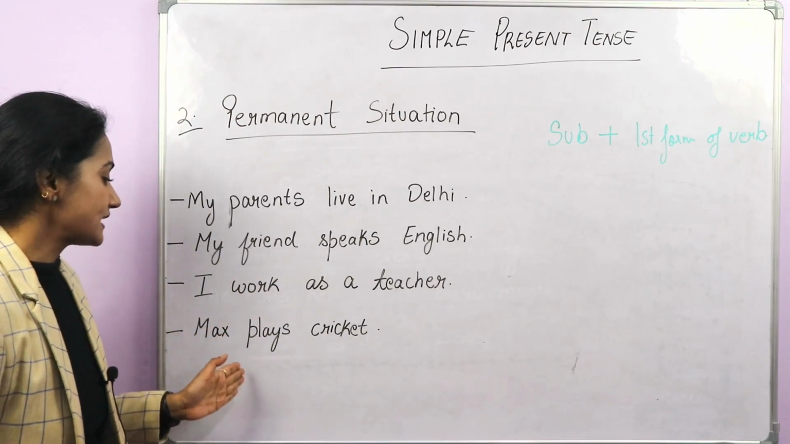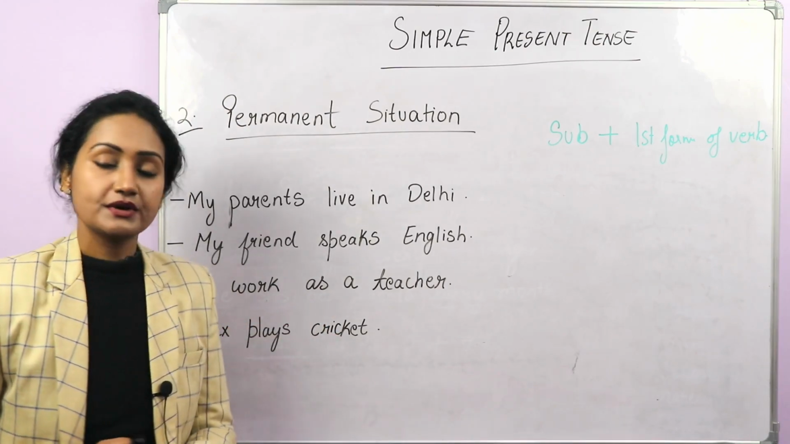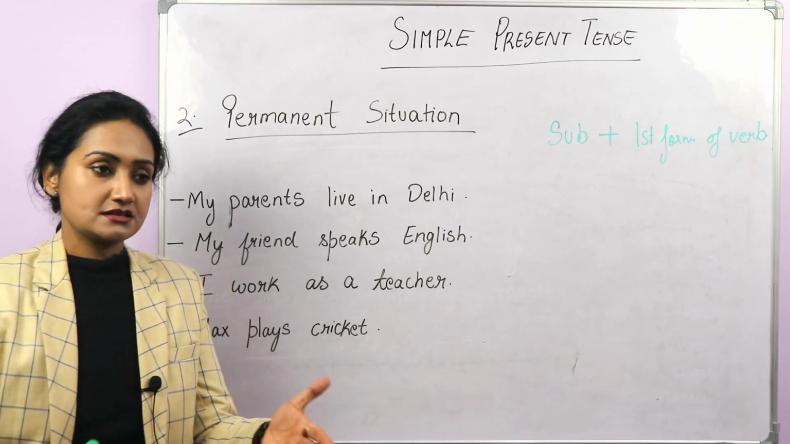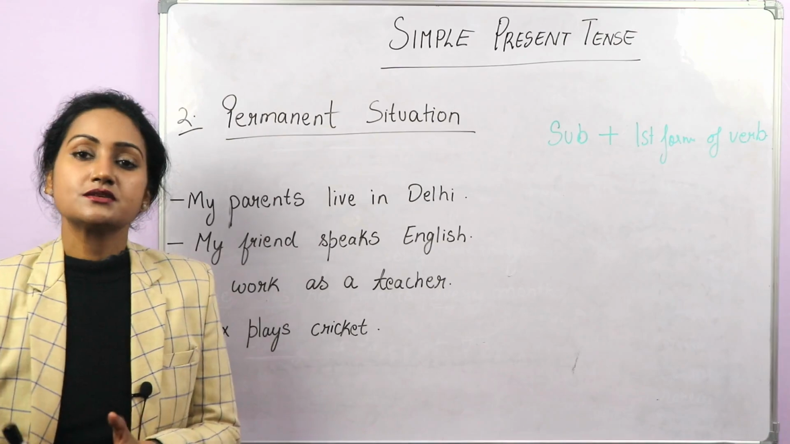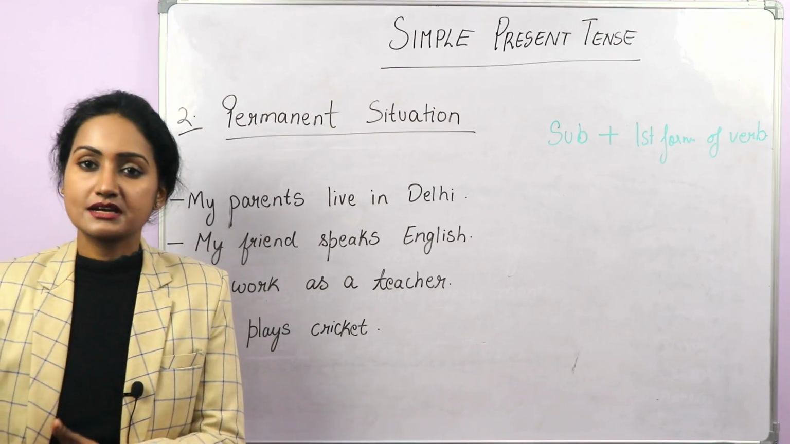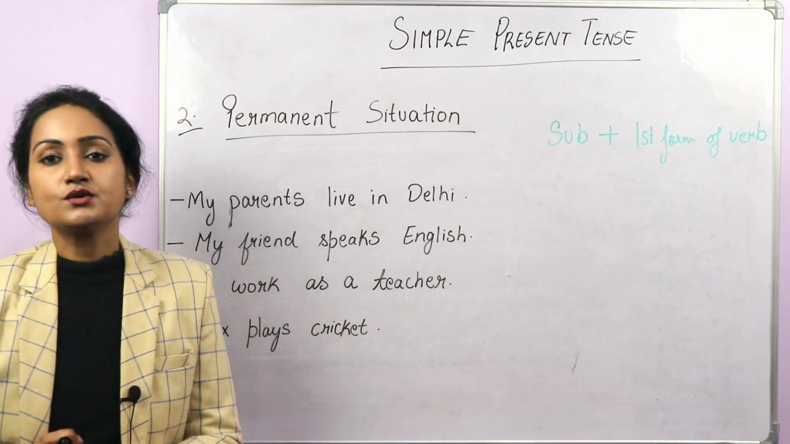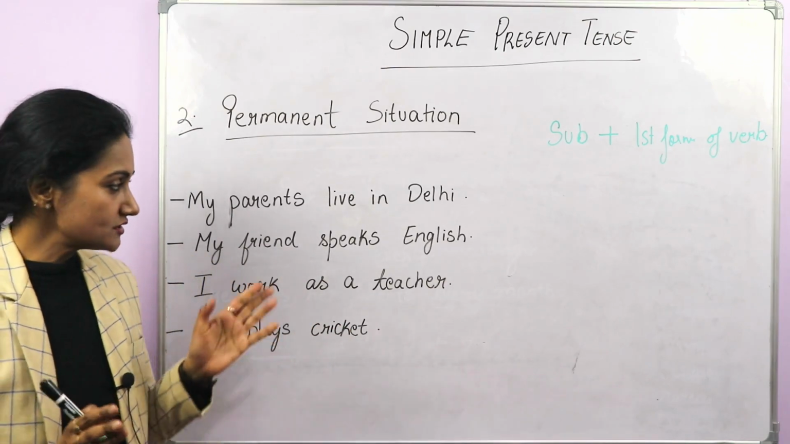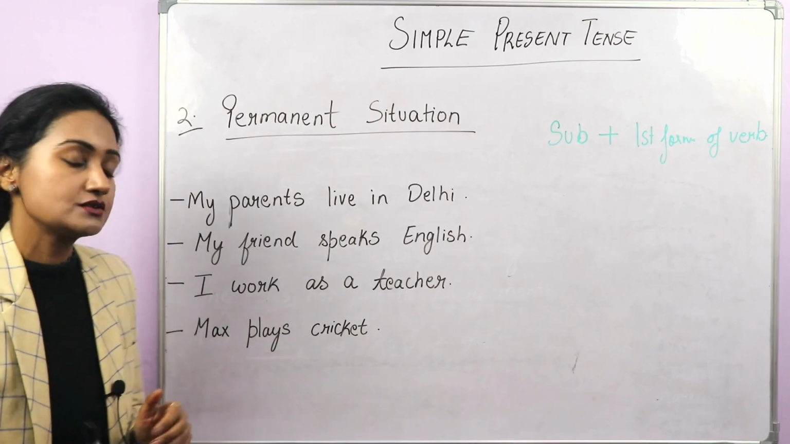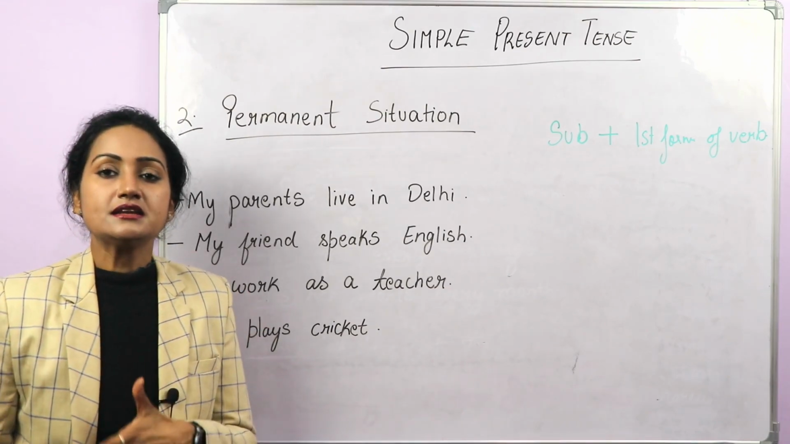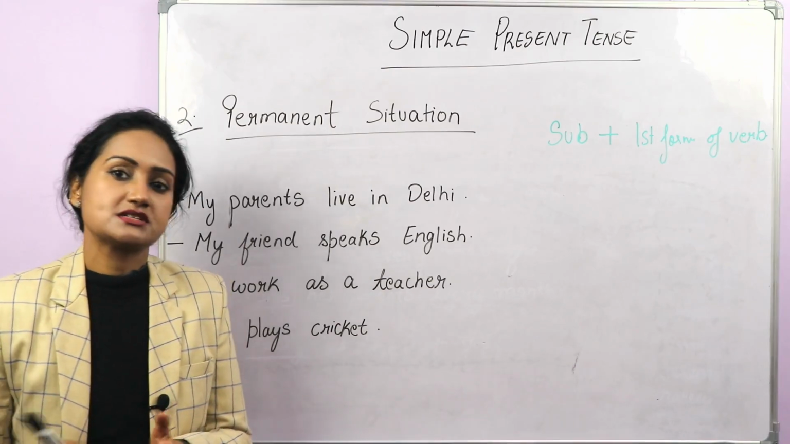But when you are talking about a permanent situation, then you have to use simple present tense. Next one, Max plays cricket. Max is playing cricket is a temporary situation, that he is playing right now. But when you say Max plays cricket, that means that is a permanent situation, and that's why we use simple present tense. So just remember, whenever you are talking about a permanent situation, frame the sentences in simple present tense, not in present continuous.